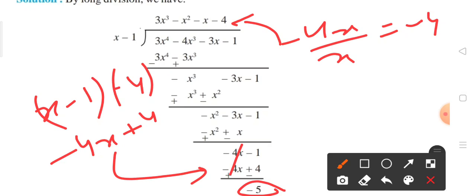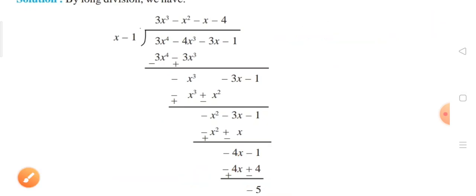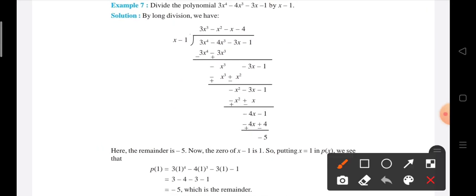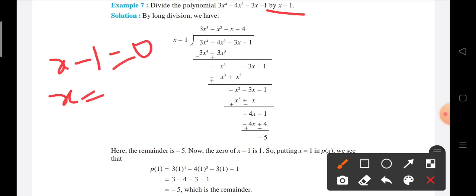Now can we find the remainder directly? Yes, we can find the remainder directly with the method by placing x minus 1 is equal to 0. So let us see how that works. So first of all place the divisor is equal to 0. So you will get the value of x.